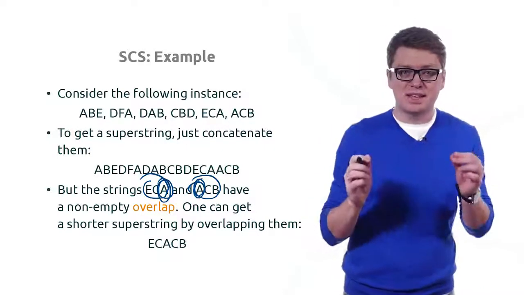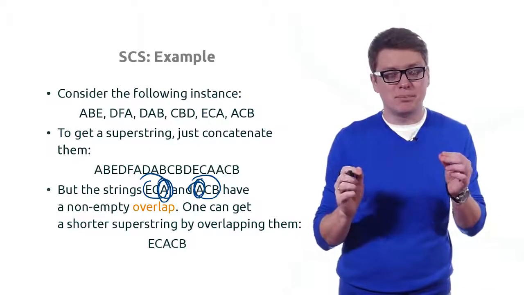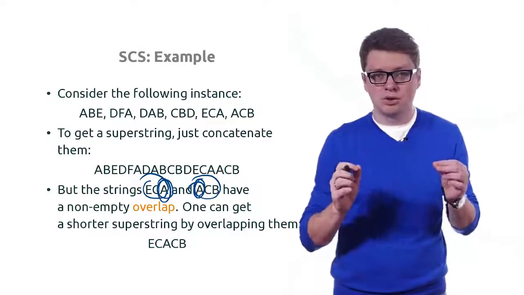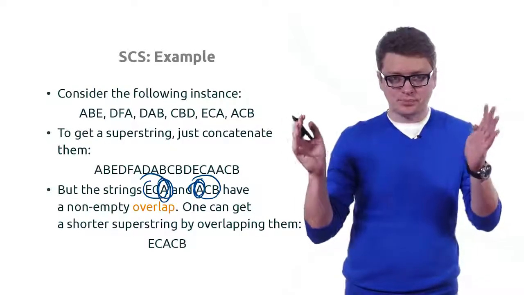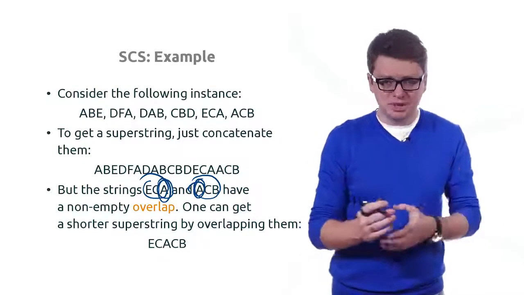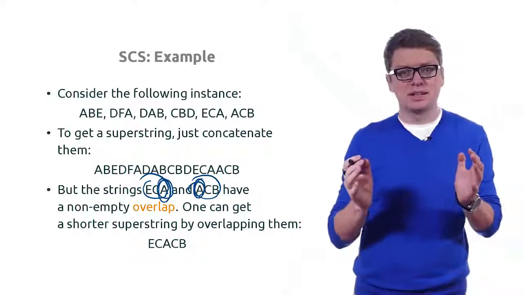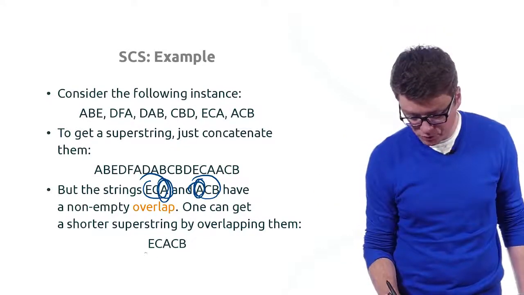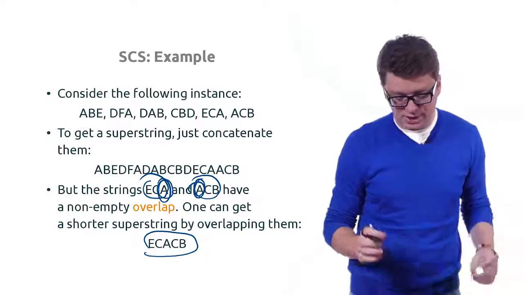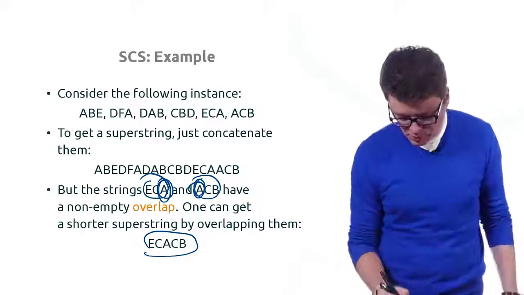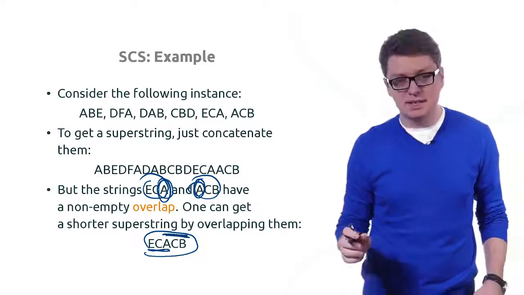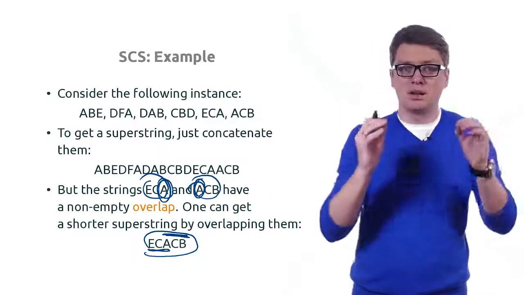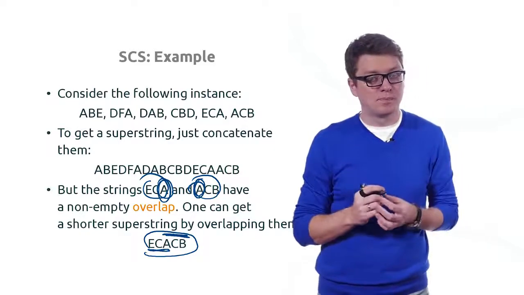So in this case, they have non-empty overlap. Okay, so A is called an overlap, and usually we're interested to find the largest overlap, the longest one. And this in particular means that instead of concatenating them, we can overlap them, right? Resulting in a string ECACB, right? Here we can find ECA, it is here, and here we find ACB. So they overlap, and this allows us to save some symbols, okay?